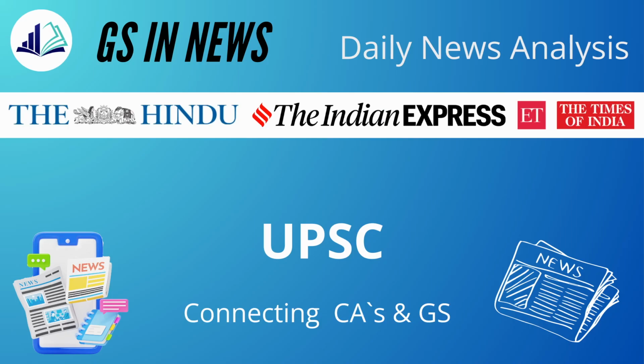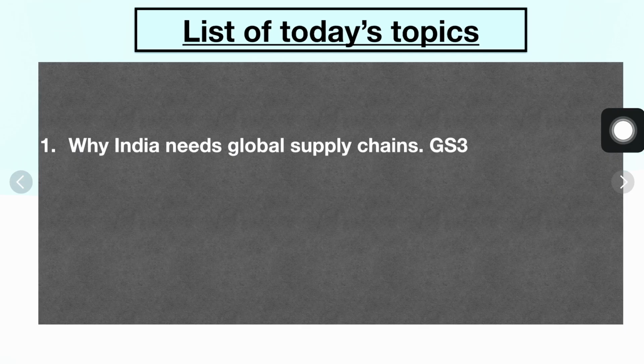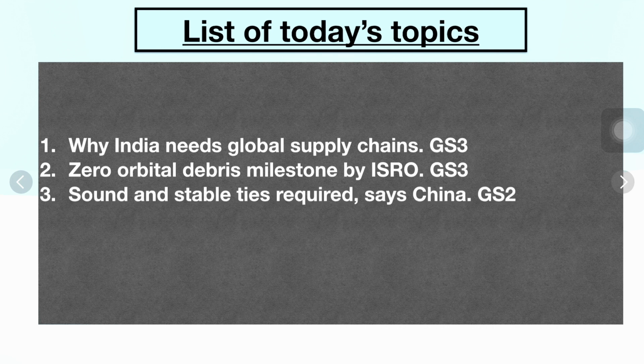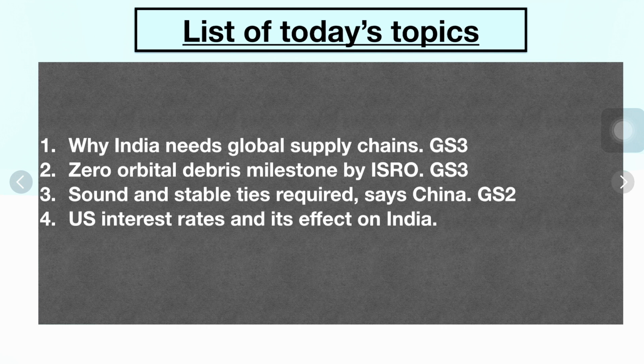Back with today's topics. Today's topics would include why India needs global supply chains, zero orbital debris milestone achieved by ISRO, sound and stable ties required, said China between India, US interest rates and its effects on India, and free trade agreement. These are part of your preparations regarding GS2, GS3, GS1, and you can use these actually in your essay writing also. For general level understanding, these are much better to understand.